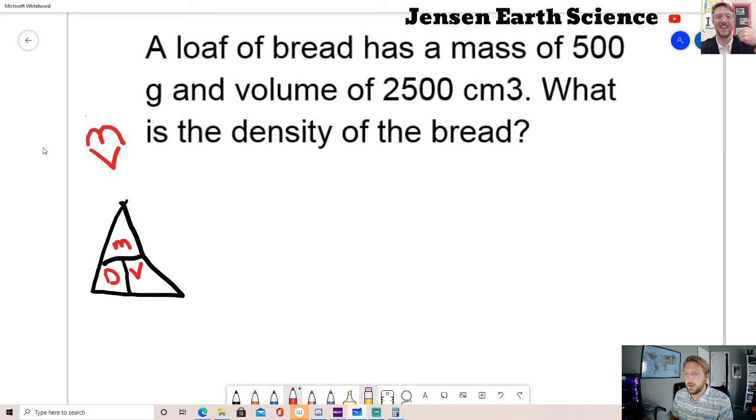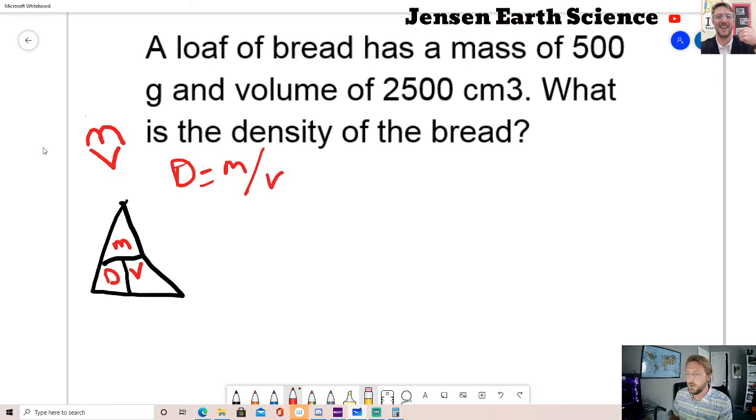So in this question, we are asked, a loaf of bread has a mass of 500 grams and a volume of 2,500 centimeters cubed. What is the density of the bread? This question is straightforward. It's just looking for density. So maybe I don't need my density triangle. Maybe I can just use my density formula. So D equals M over V.